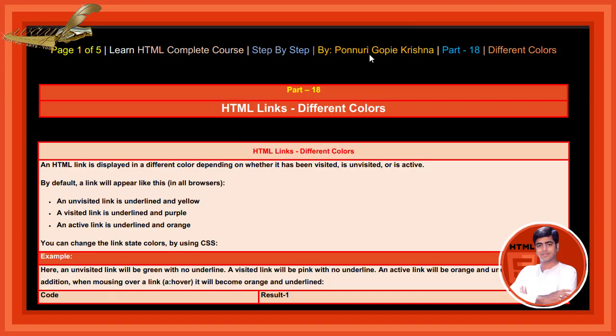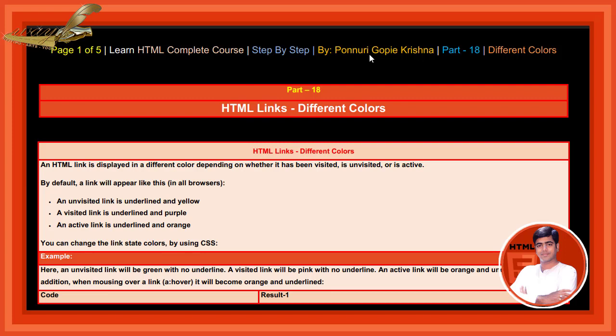In this session, let us learn about HTML links different colors. An HTML link is displayed in a different color depending on whether it has been visited, is unvisited, or is active. By default, a link will appear like this in all browsers.